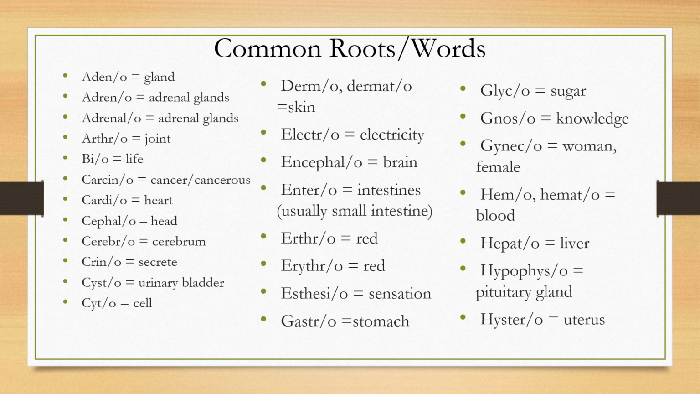Gastro, so this talks about your stomach. Glyco, this refers to sugar, so anytime you see this, it's usually going to be referring to your blood sugar. We'll talk about that more in endocrine. Gnoso, this means knowledge. Gyneco, I'm sure everybody here knows what that is. It's female doctor. They deal with the female reproductive system. Hemo or hemato, this refers to your blood. Hepato, anytime you see that, like hepatitis, refers to your liver. Hypophyso, this refers to your pituitary gland in your brain. We'll go over that more with neuro. Hystero refers to your uterus.